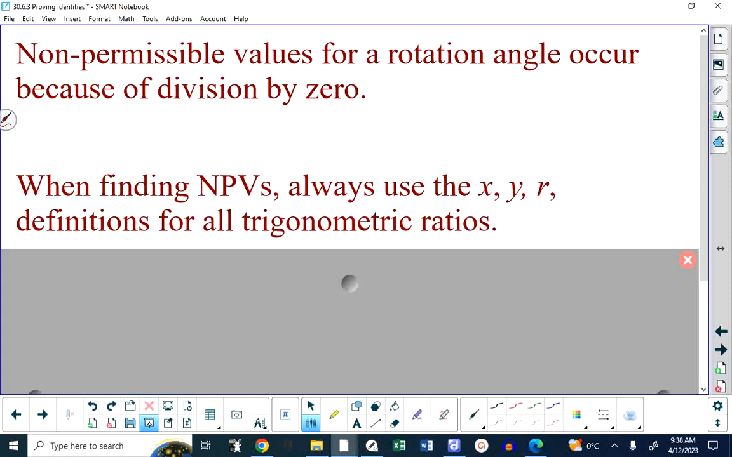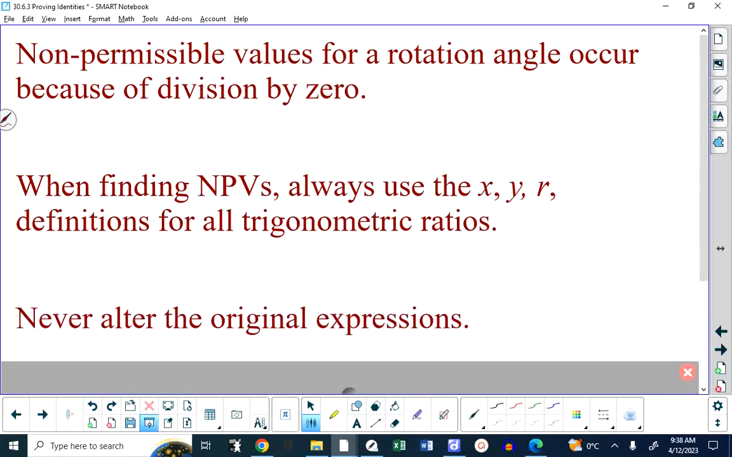So the final point is this. Even though you may be tempted to simplify an expression, you do not simplify any expressions when you determine trigonometric non-permissible values. Okay?